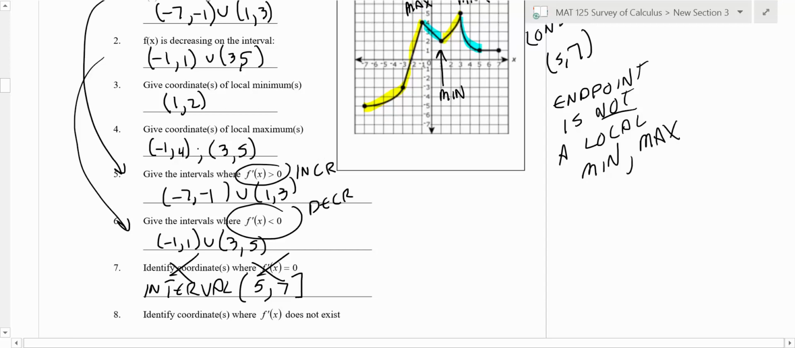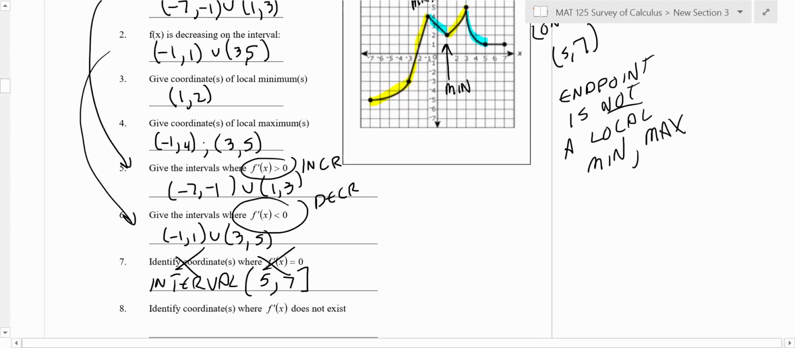Okay, now how many places would there be on this graph where the derivative doesn't exist? You're looking for sharp points. 3. Careful. 1, 2, 3. Probably there. Again, what you have is a line and a curve. That one's kind of hard to see, but that one would also be considered a sharp point.